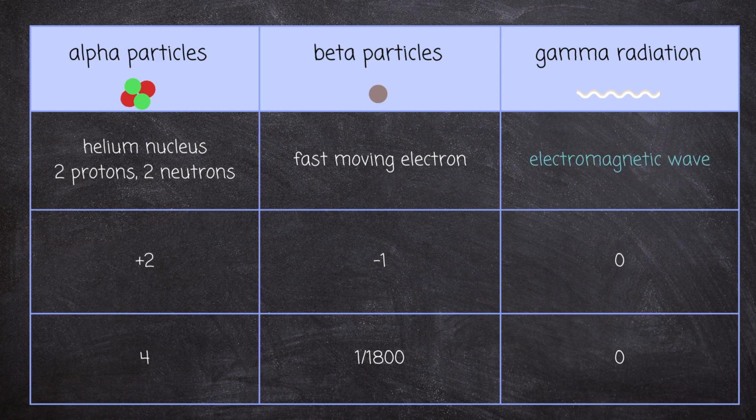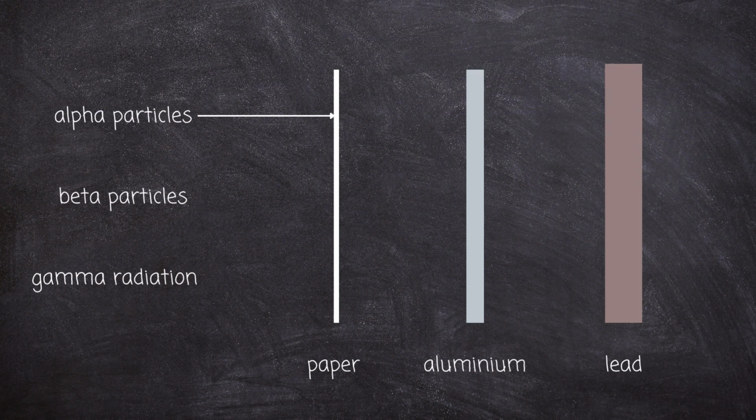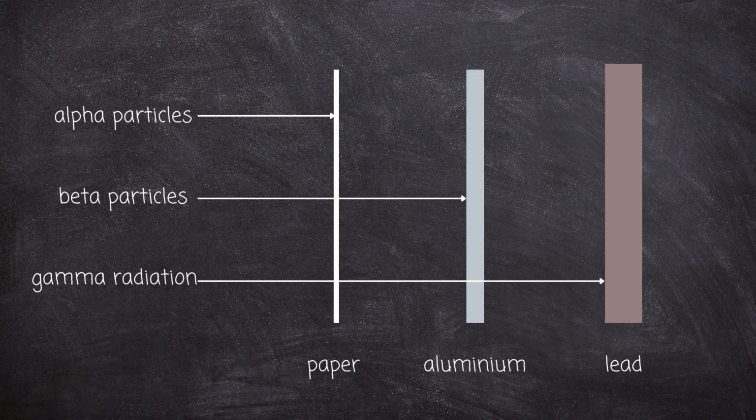Gamma radiation is an electromagnetic wave consisting of photons which travel at the speed of light. Photons have no charge and no mass. Alpha radiation is the least penetrating and can be stopped by a sheet of paper. Beta radiation can be stopped by an aluminium sheet of a few millimeters. Gamma radiation is the most penetrating, and even several centimeters of lead will not stop it completely.